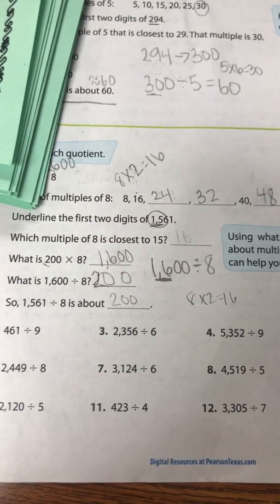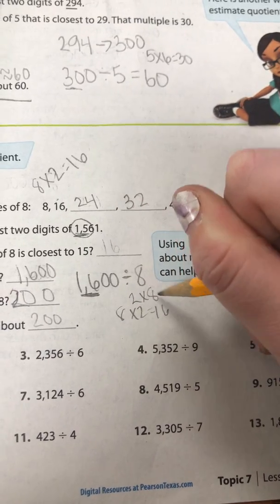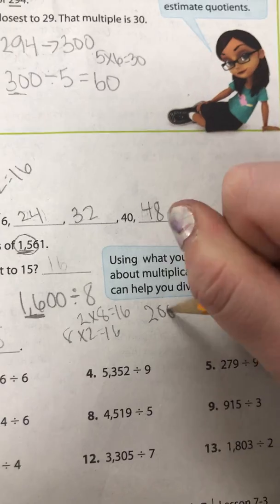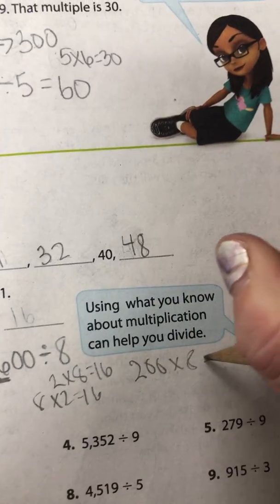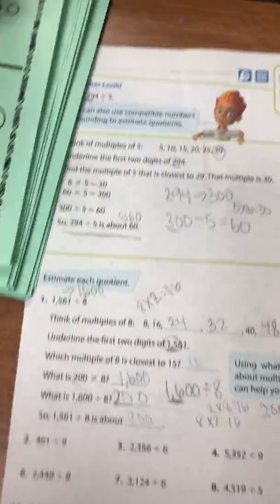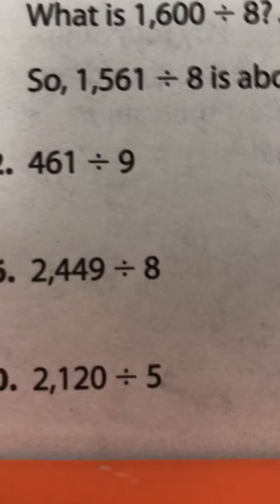Because of the commutative property, I know that if 8 times 2 is 16, 2 times 8 is 16. Because of the identity property, I know that 200 times 8 would be 1,600. If anybody has any suggestions for a tripod, please let me know. I'm going to move on to 2 through 13 right now. Set this down so that it's a little easier to work.